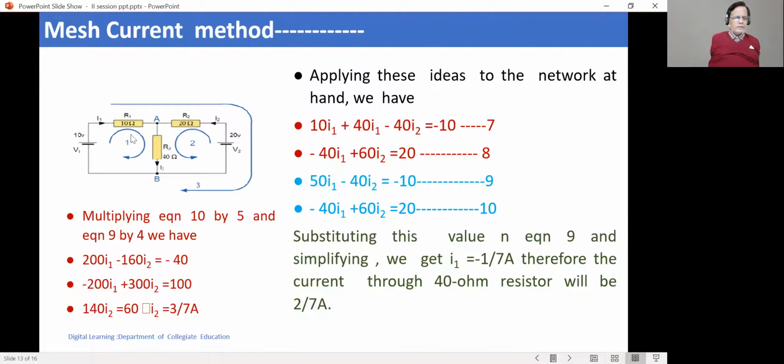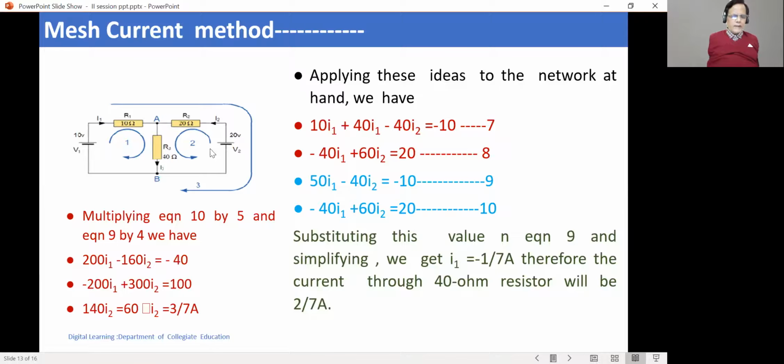I1 is the current which belongs to mesh 1. I1 into 10 is 10 I1. I1 into 40 is 40 I1. Together it gives you 50 I1. In addition, in the resistor R3, there is also a voltage drop produced by the current which belongs to the adjoining mesh, and that voltage drop is 40 I2, that is taken with a negative sign. Going through the cell, I go from its negative pole to the positive. So 50 I1 minus 40 I2 plus 10 would be 0, or 50 I1 minus 40 I2 would be equal to minus 10.